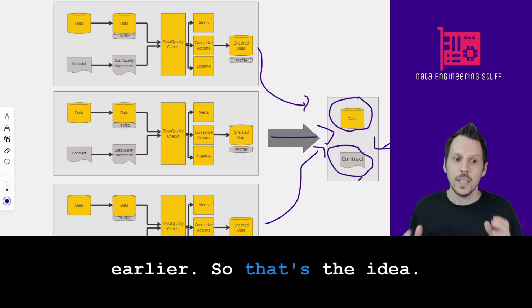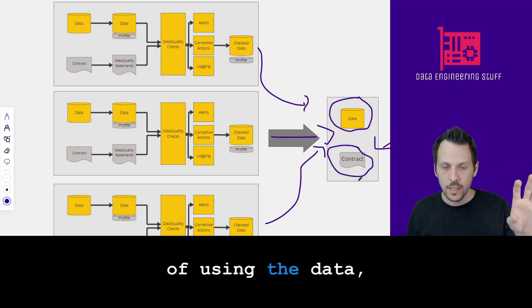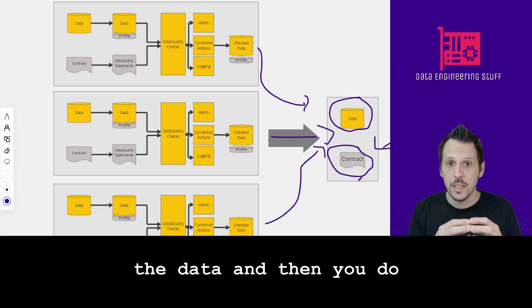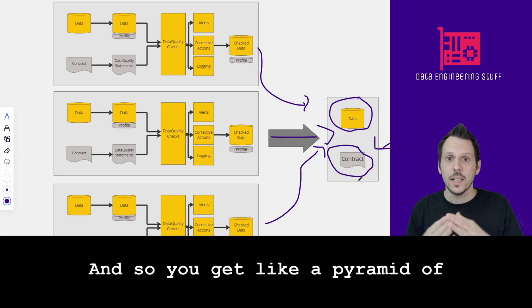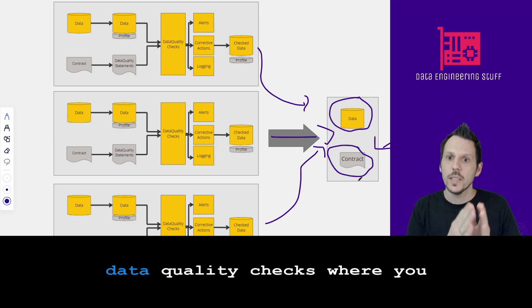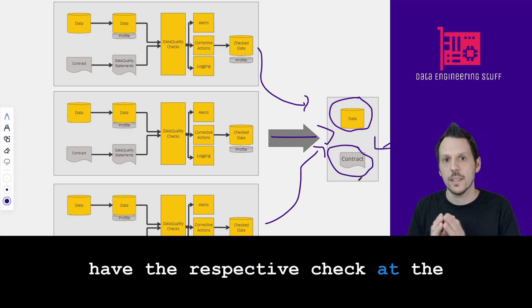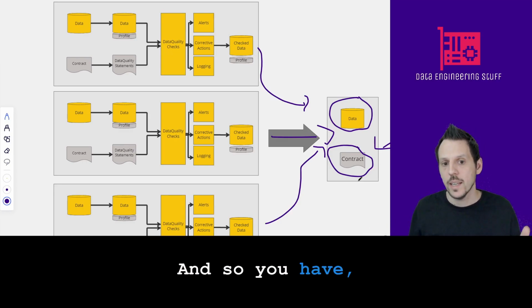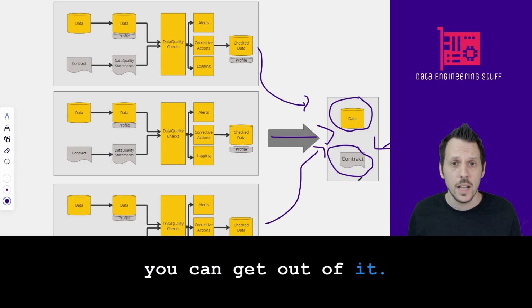So that's the idea. You have this whole process of using the data, creating a profile, using the data contract to check the data, and then you do this in every workflow. And so you get like a pyramid of data quality checks where you have the respective check at the earliest point you can do it. And so you have, I would say, the highest value data that you can get out of it.